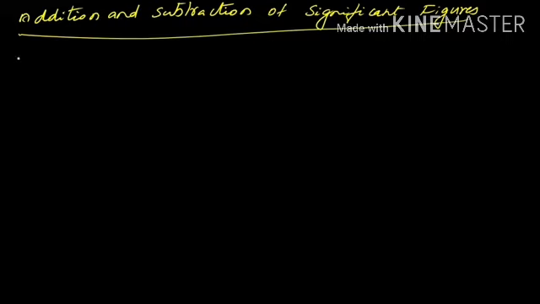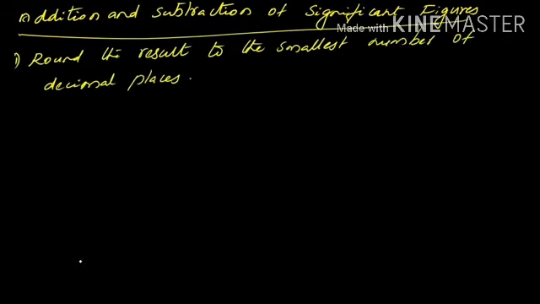So now we can look at how we can do the addition and subtraction. While doing the addition and subtraction, you should round the result to the smallest number of decimal places. That means after doing the addition and subtraction, you need to find out which number has the smallest number of decimal places. The answer also should have the same number of decimal places itself.